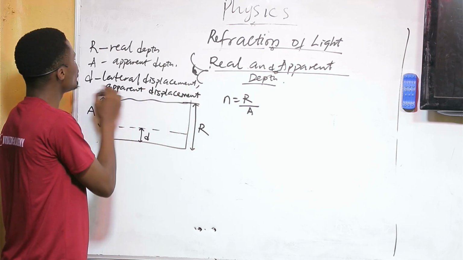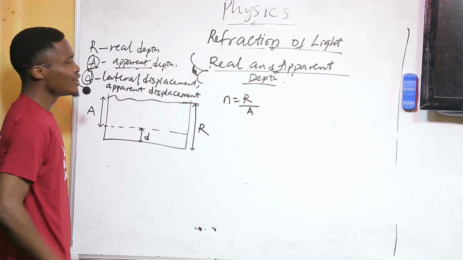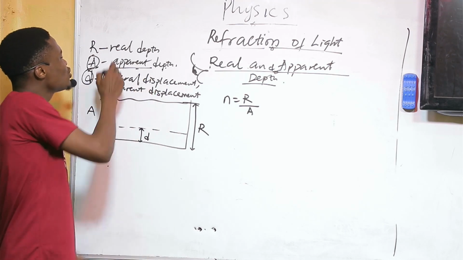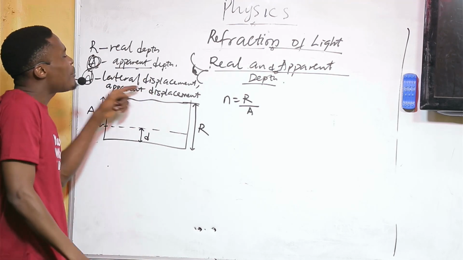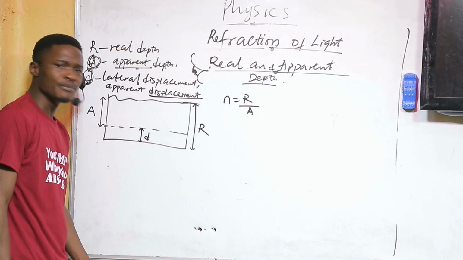Don't let it confuse you with A. A is always apparent depth. So whenever JAMB or any other exam body says apparent depth, know you are looking for A. Whenever they say apparent displacement, whenever you hear displacement, it means you are looking for D.